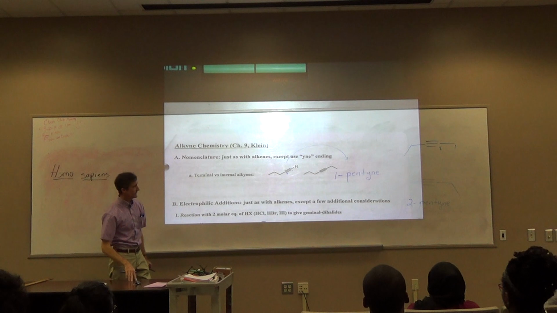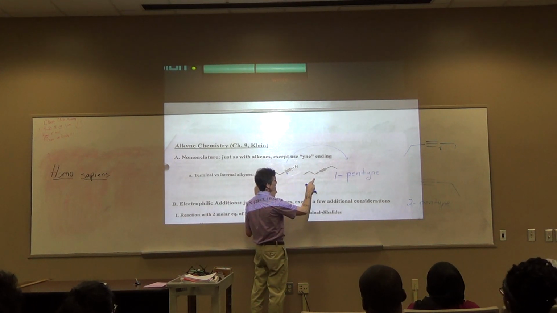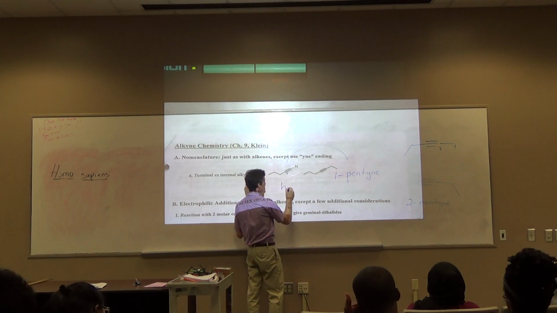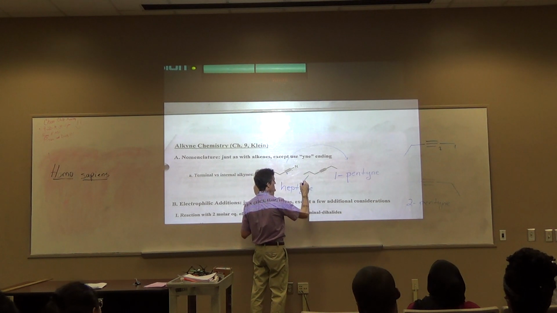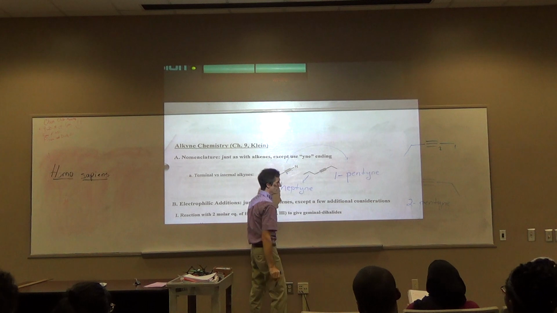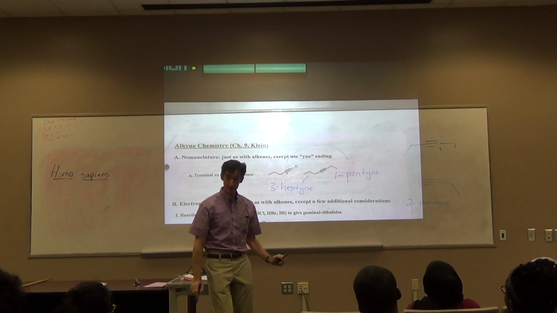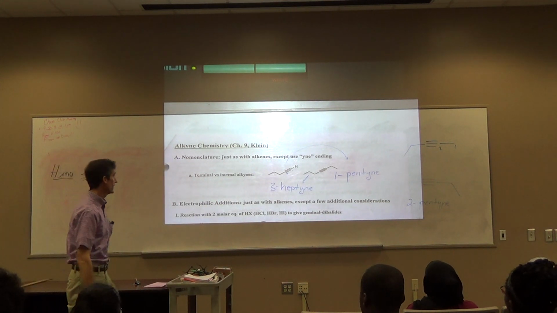What's the name of the next compound? Longest continuous chain. 7. That's hept. Alkyne. Where's the triple bond? 3. There's no such thing as 3-pentyne, but there is such a thing as 3-heptyne. Everybody good? Okay.